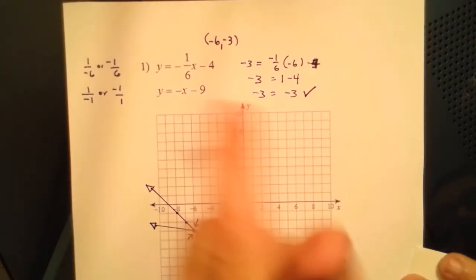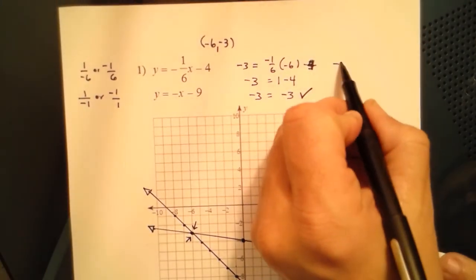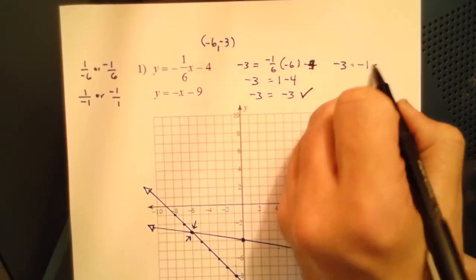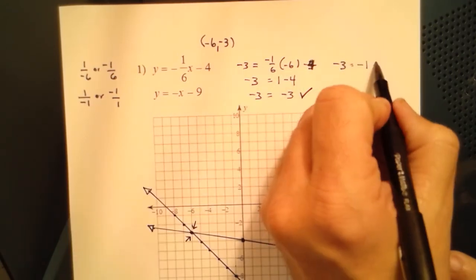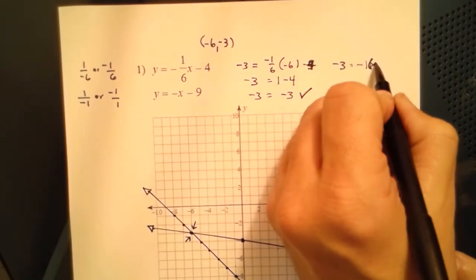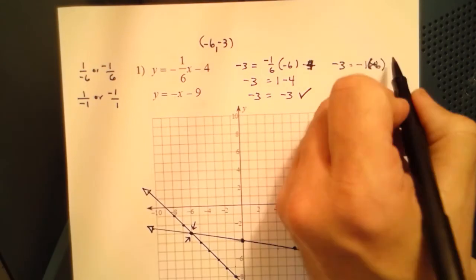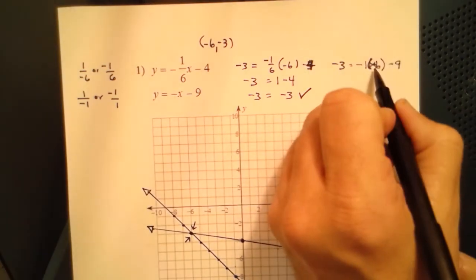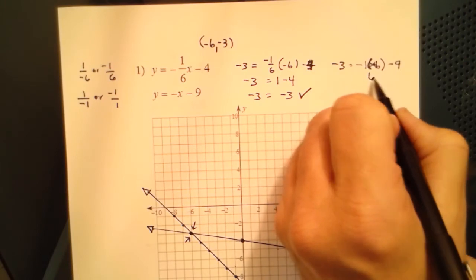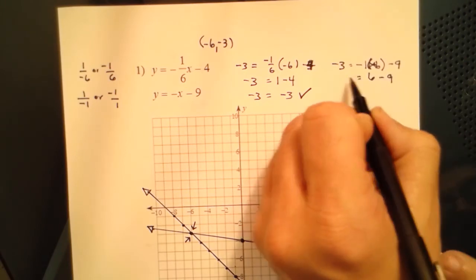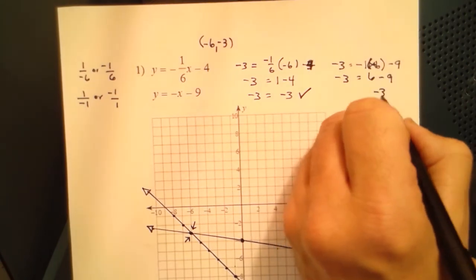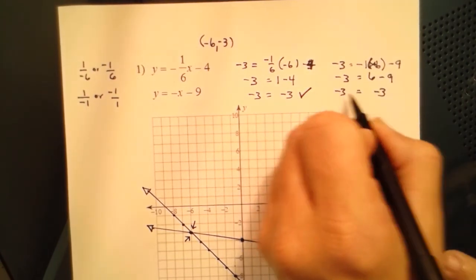Plugging in -3 for y: -1 minus -1x, and x is -6. We're going to plug in a -6 here, minus 9. So -1 times -9 is +6, minus 9, and that's equal to -3 on the left. 6 minus 9 is -3, -3 on the left, and that's true.